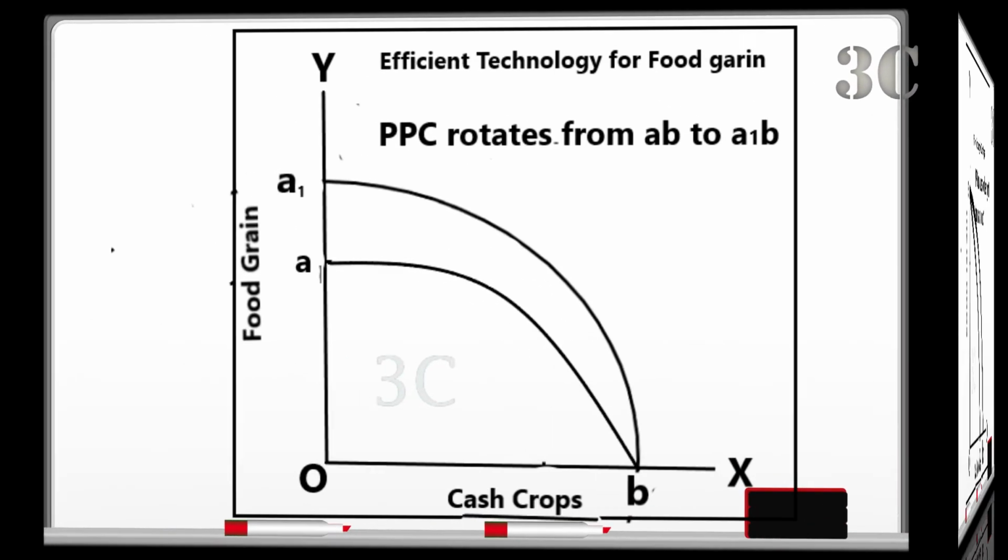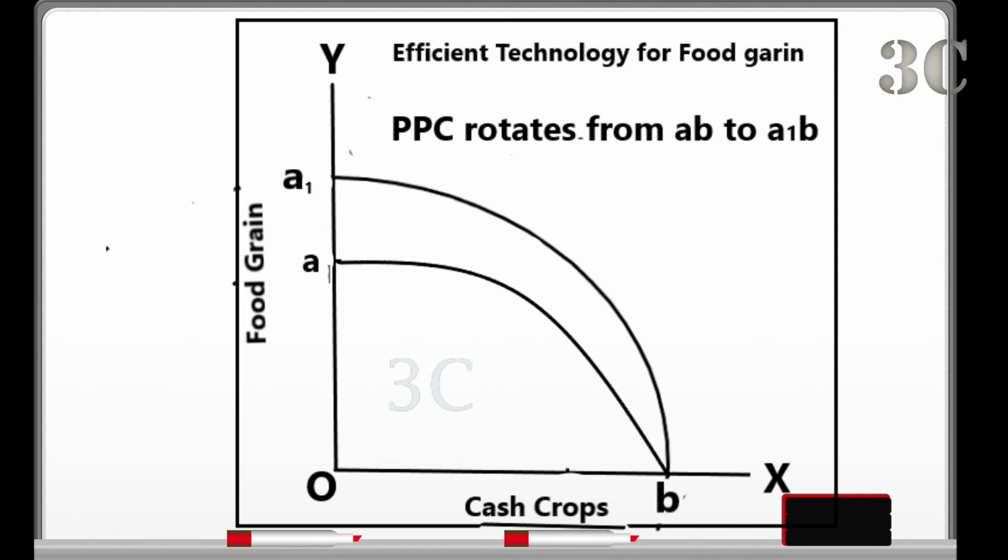Whereas efficient technology for the production of commodity Y, that is food grain, would mean more production of food grain with the same resources, and accordingly the PPC would rotate as you can see. Efficient technology for commodity Y raises the productivity of food grain, and so more food grain can be produced with the same resources. Thus, the PPC rotates from AB to A1B.